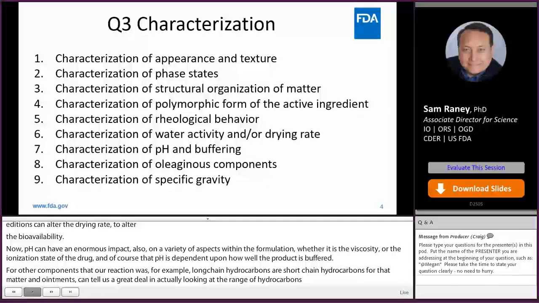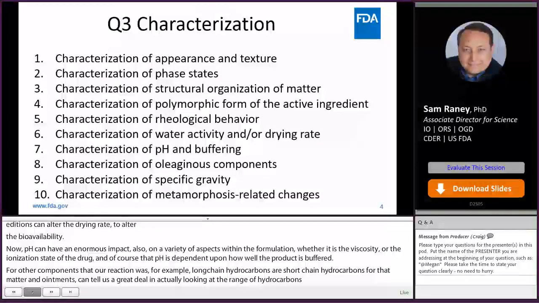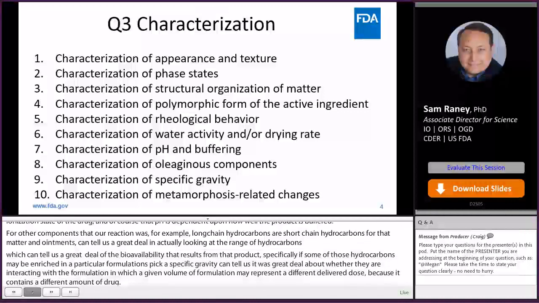The specific gravity can also tell us a great deal about whether there may be entrapped air within a formulation, where a given volume of formulation may actually represent a different delivered dose because it contains a different amount of drug. And finally, but certainly not the least important by any means, are metamorphosis-related changes.